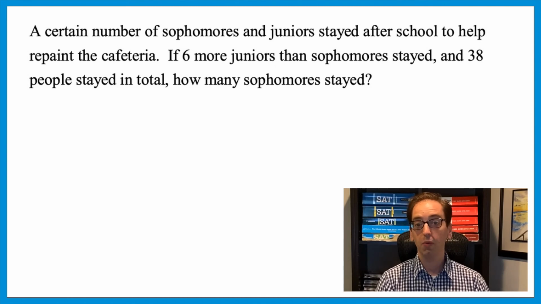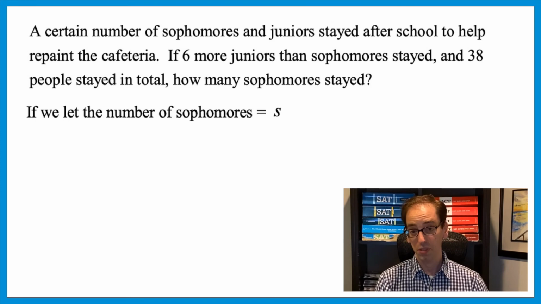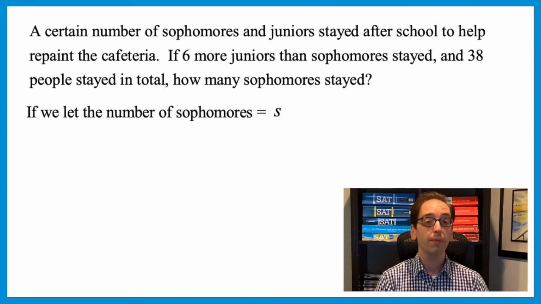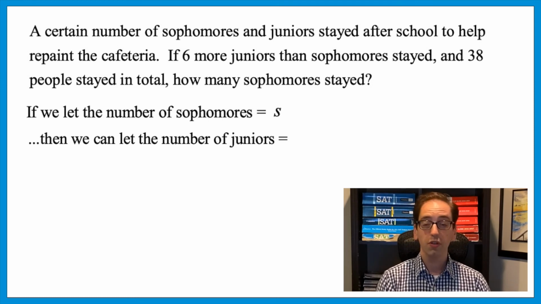So let's think about what name we can give the sophomores. If we let the sophomores be S, sophomores, why not? Then what name can we give the juniors? Remember, there are 6 more juniors than sophomores. So by calling the sophomores S, we can call the juniors S plus 6. That's much better than using different variables.